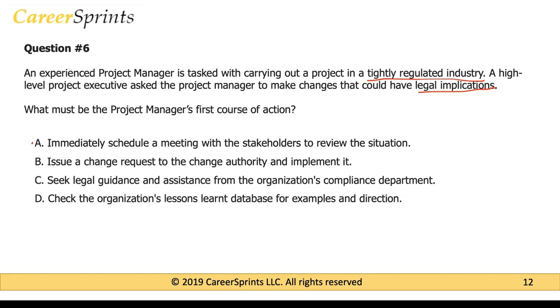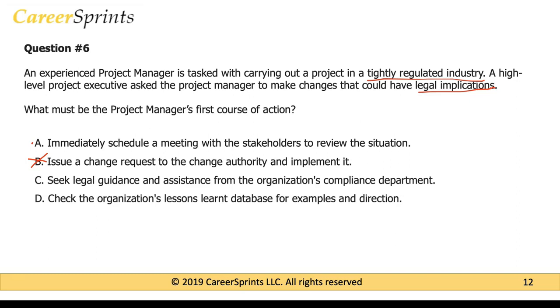Option B, issue a change request to the change authority and implement it. This is not going to be the correct answer. The reason is before the project manager directly goes and issues a change request, the project manager needs to understand why this change is being requested. So that would not be the correct answer. The project manager would not just go and issue a change request and implement the change. It is a tightly regulated industry. There are legal implications. So the project manager should do some critical thinking and analysis before they implement the change. So option B is going to be wrong.